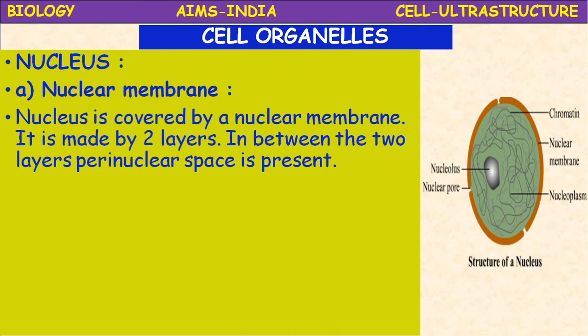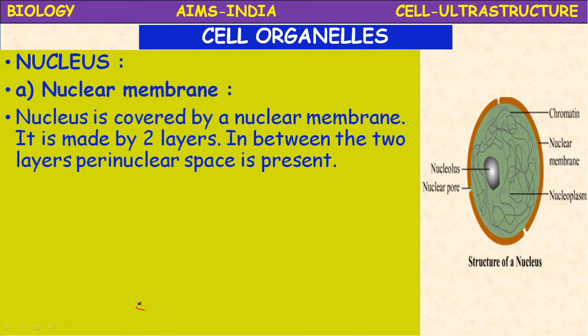It is the most prominent organelle, and it is present in the center of the cell. It consists of the nuclear envelope, nucleolus, nuclear pore, and chromatin material. So let us study each and every structure of the nucleus. The nucleus of a eukaryotic cell. We are discussing the eukaryotic nucleus. The nucleus of a eukaryotic cell is covered by a double layered nuclear envelope or nuclear membrane.